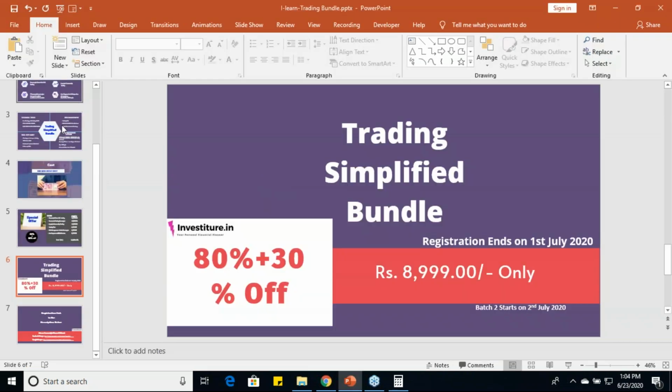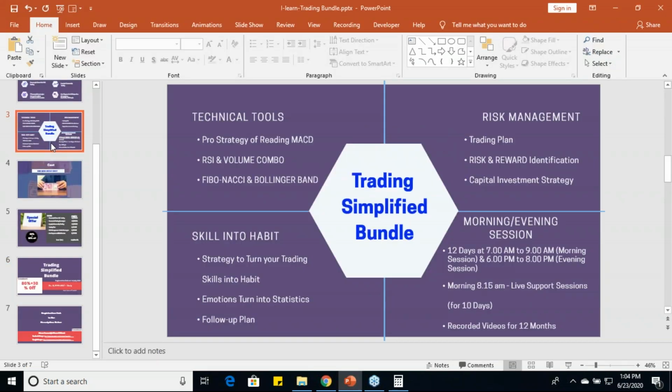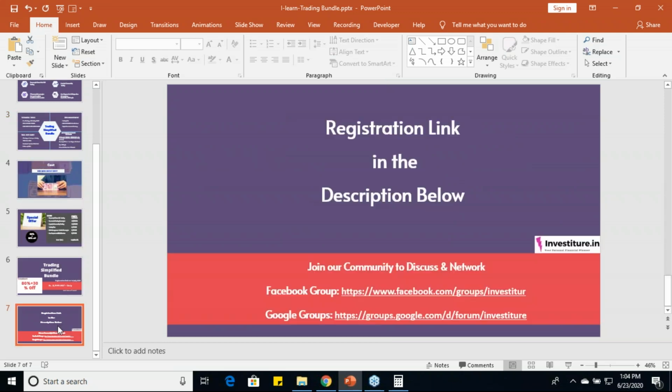So that's what we'll be teaching about: the technical tools, those strategies, everything will be related to an umbrella part. So that's what we'll be sharing.